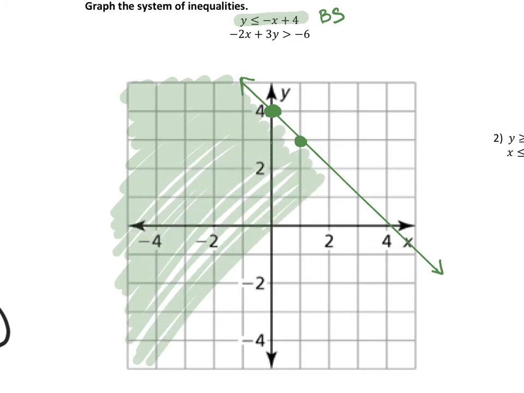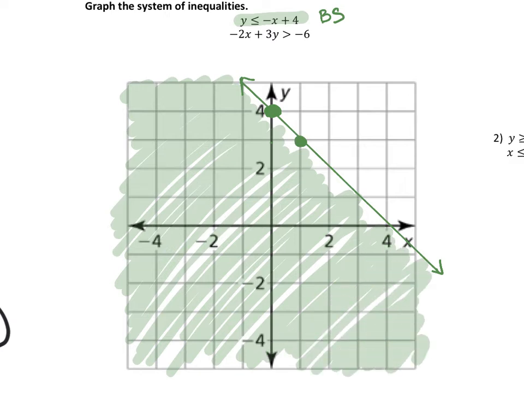Doesn't have to be perfect shade, but we're going to shade in below. All right, that's the solution set for the first inequality, but we have a system of inequalities, which means I need to also graph the second one. But it is not written in a form that I can directly solve right now, so I'm going to need to solve this equation for y.